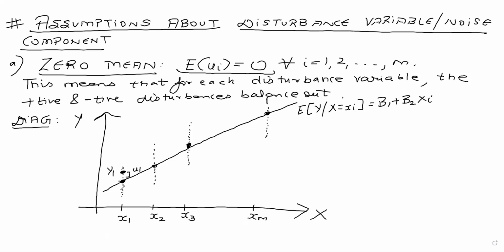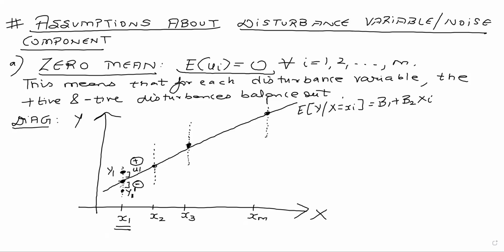Similarly, suppose for x1 itself, my another value of y is this, y1 dash. For x1, my another actual value of y is this. Now guys, what will u1 be? You can see in this case my u1 is positive, y1 minus the mean value. In the second case, my u1 is negative, y1 dash minus the mean value.